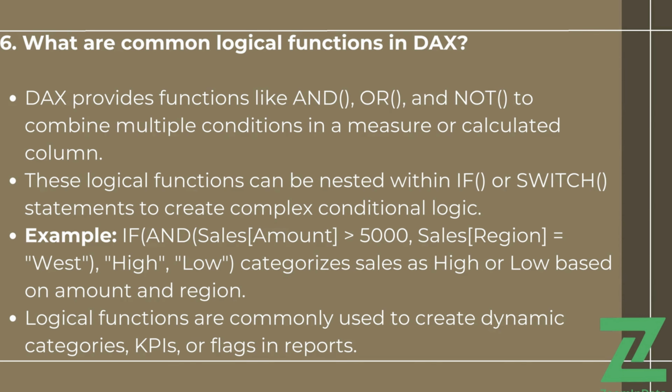For example, writing IF sales amount greater than 5,000 and sales region equals West, then high, else low, will categorize sales as high or low based on the amount and the region.